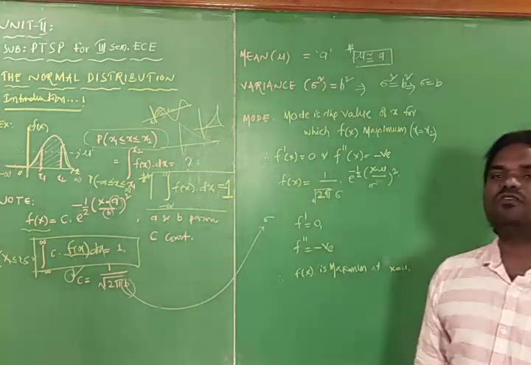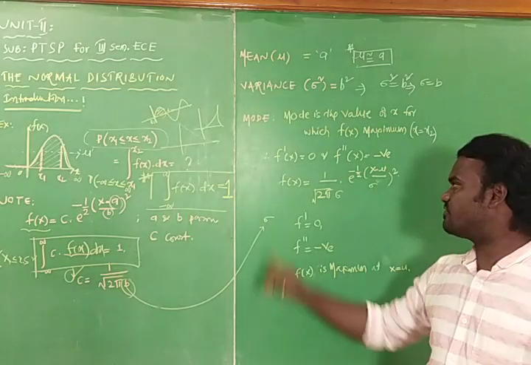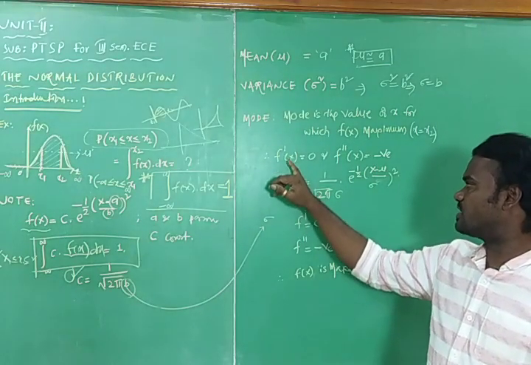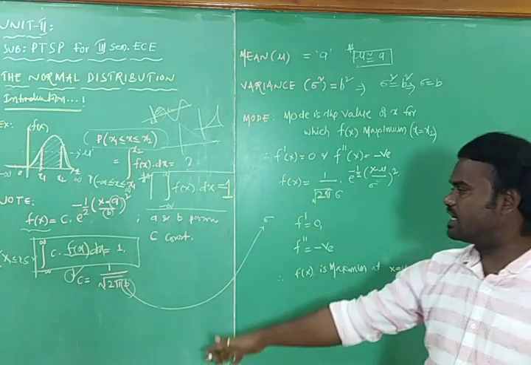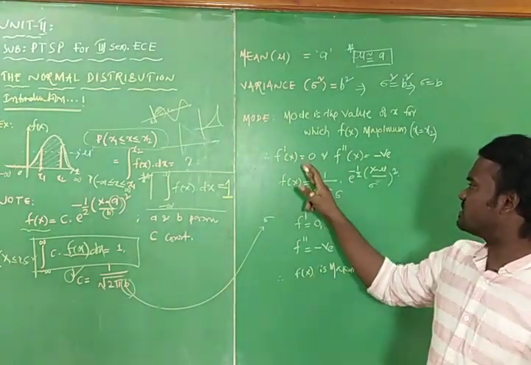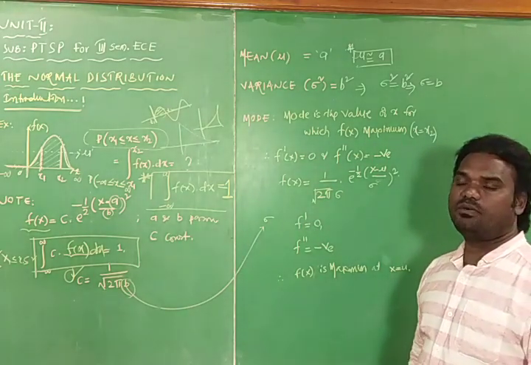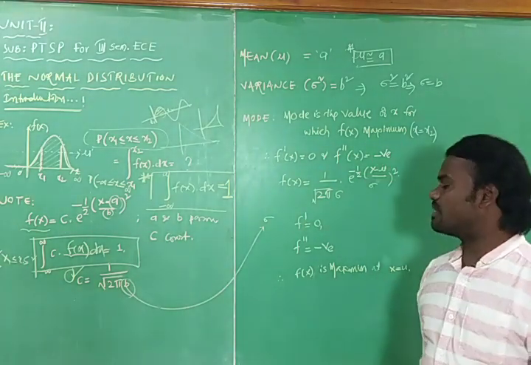In such cases, you have to go with the differentiation of f(x). The differentiation is denoted with f dash x equals 0. If you go with the double differentiation of that, you will get a minus value.